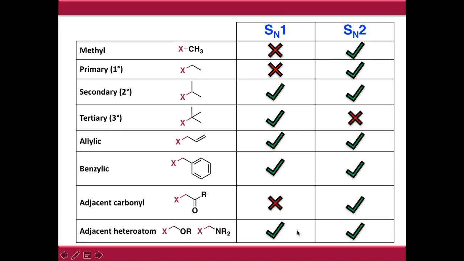Both SN1 and SN2 reactions are possible at electrophiles which are adjacent to heteroatoms. The speed of the SN2 reaction will depend on the steric encumbrance around this carbon, so if you've got any other alkyl groups hanging off of here, then you might expect the SN1 reaction to dominate.